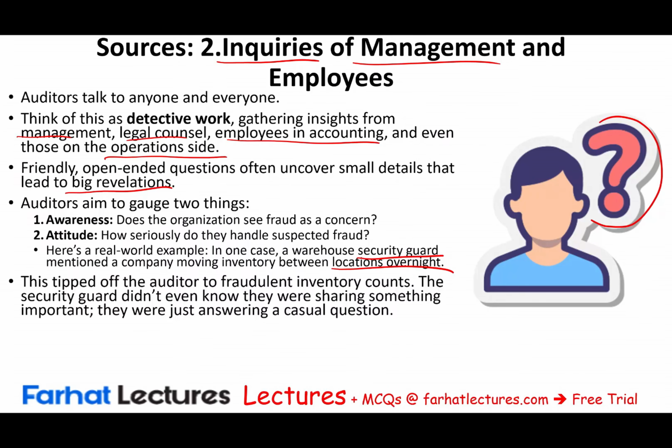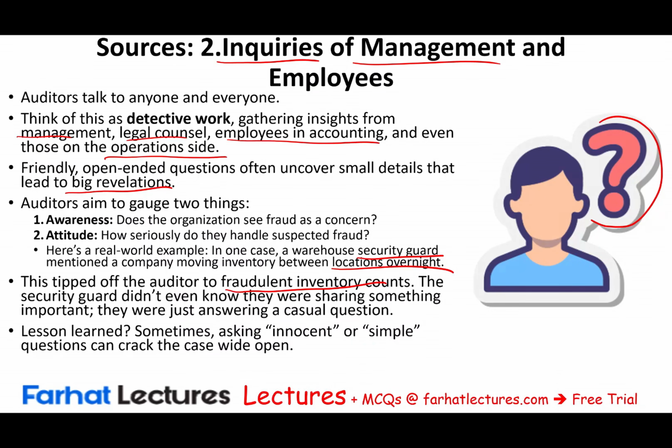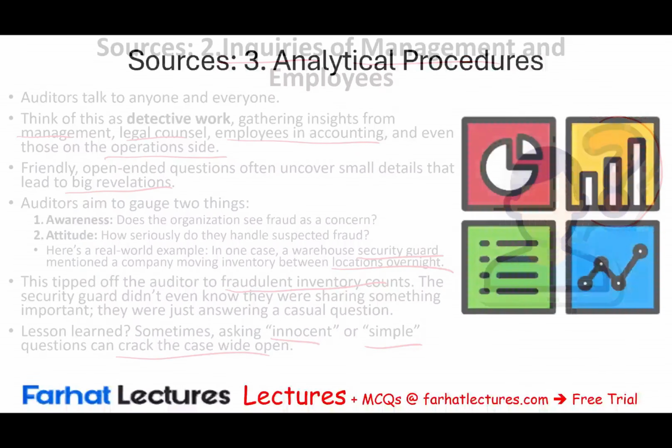So this tipped off the auditor to a fraudulent inventory count. The security guard did not even know that they were sharing information they were not supposed to share. They're just answering a casual question. Actually, in this situation, the security guard tipped them off unknowingly. So the lesson learned is sometimes asking an innocent or simple question can crack a case wide open when it comes to fraud. Sometimes you're not looking for fraud. Again, most of the time you find fraud by mistake. And research shows that fraud most of the time is discovered by mistake or a tip. Usually mistake and a tip. Those are the top 2 sources of how you uncover fraud.